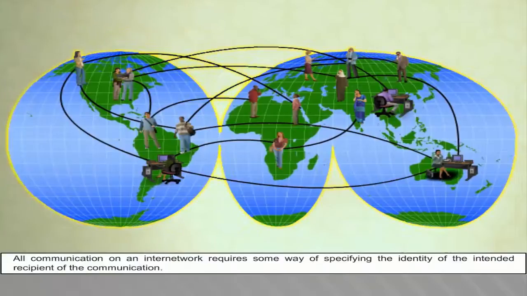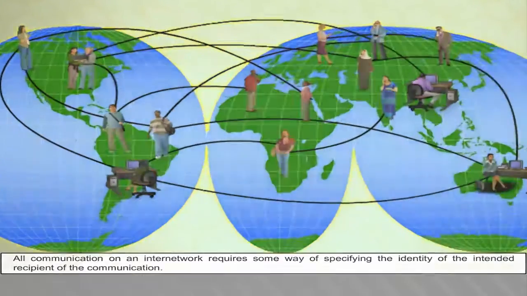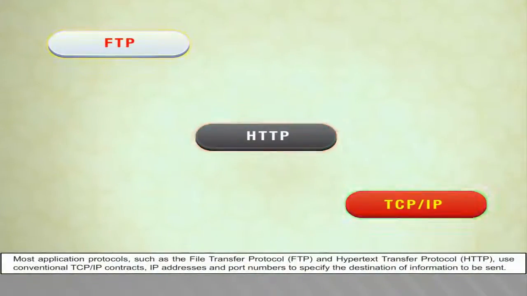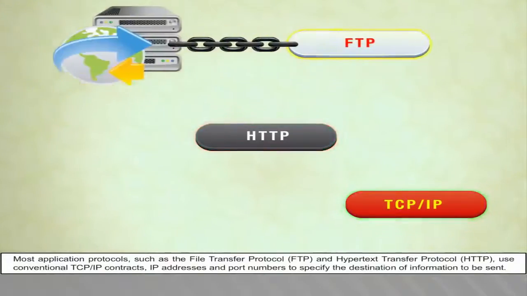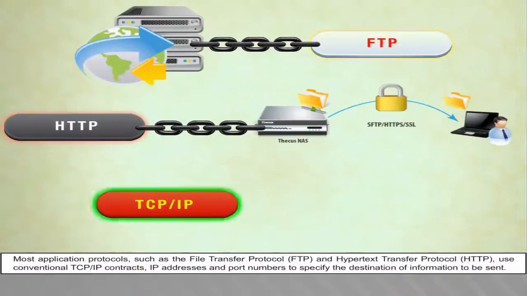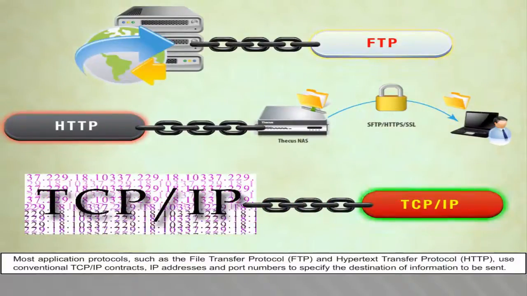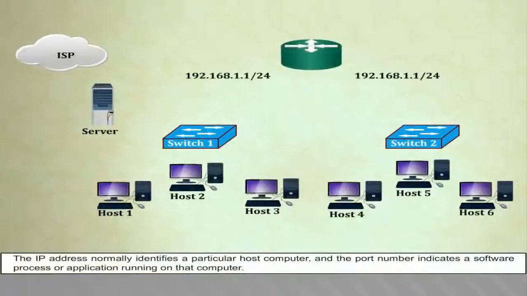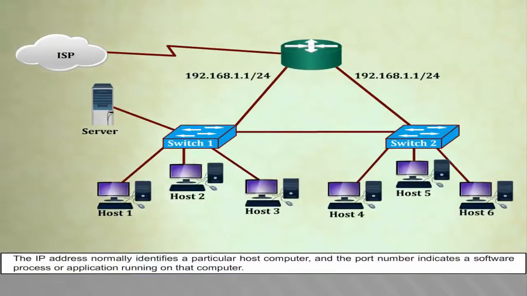All communication on an internetwork requires some way of specifying the identity of the intended recipients of the communication. Most application protocols such as the File Transfer Protocol (FTP) and Hypertext Transfer Protocol (HTTP) use conventional TCP/IP constructs, IP addresses, and port numbers to specify the destination of information to be sent. The IP address normally identifies a particular host computer, and the port number indicates a software process or application running on that computer.